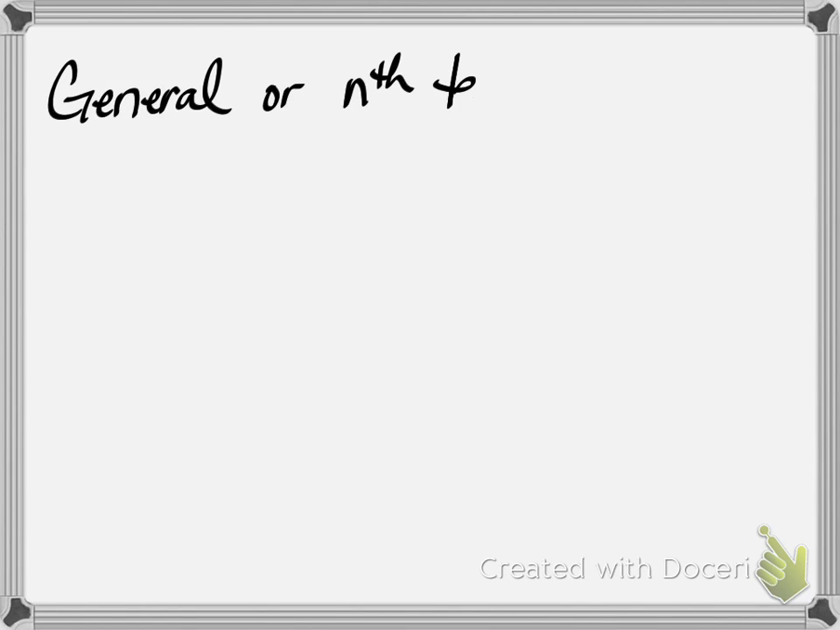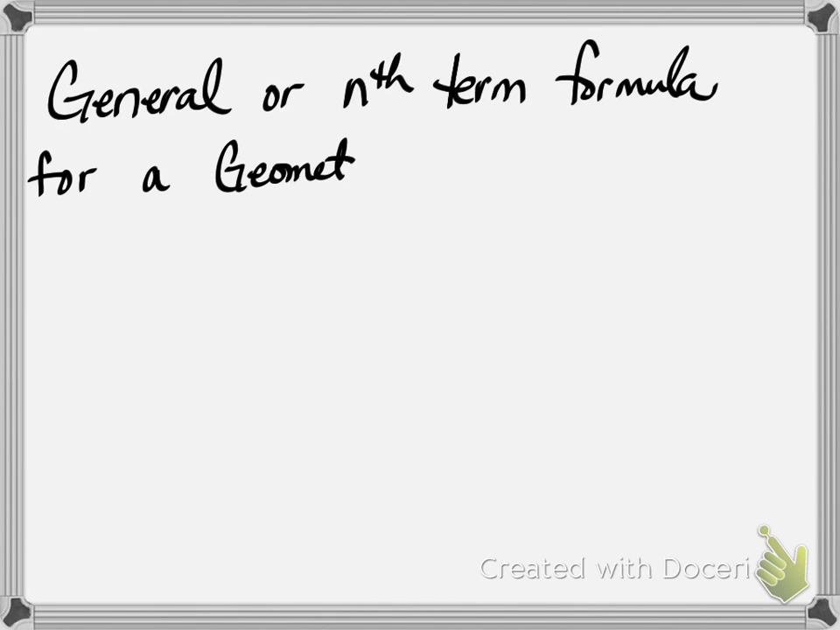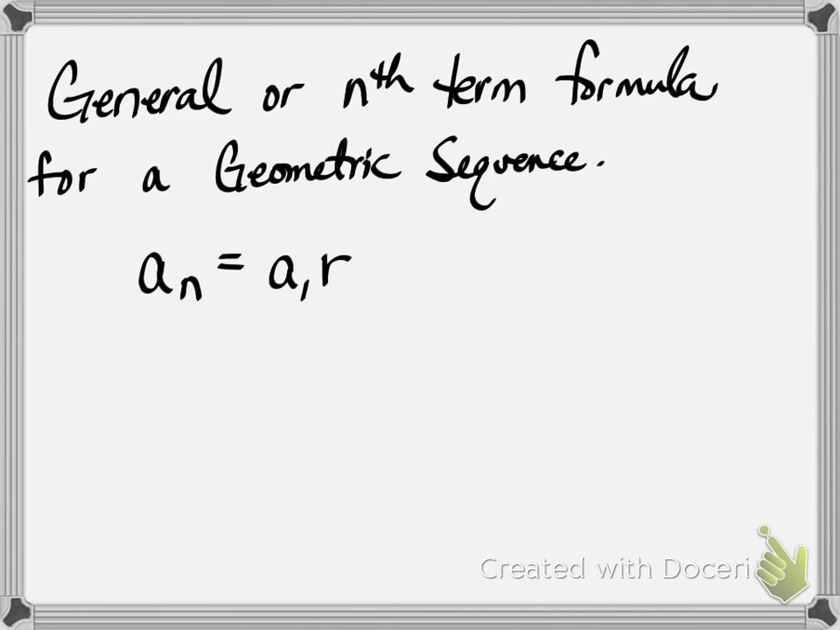Then, just like with the arithmetic, we have a general or nth term formula that we use in this section for a geometric sequence. And I will give you these formulas, but you've got to know how to use them. a sub n, the nth term, is found by doing a sub 1 times r to the n minus 1. So let's use it with example 7.